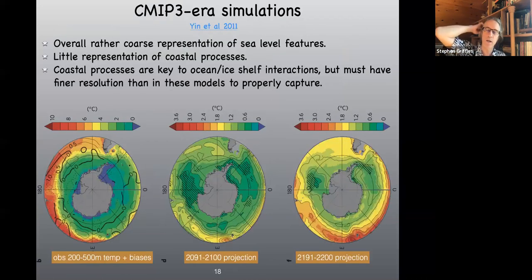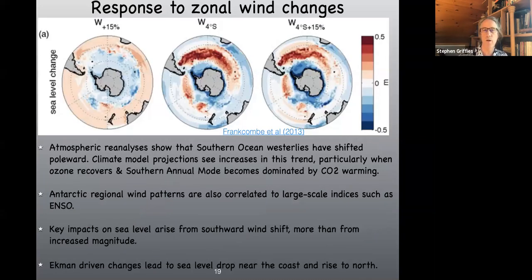So let's start by looking at the CMIP3 era models. What you see is the ensemble mean of changes in this region, and you see large scale patterns, with little representation of the coastal processes in these models. Actually, this is changes in temperature. The coastal processes that are key to the under ice shelf interactions are completely missing in these models. Nonetheless, they're provocative, and there are a lot of changes in the winds, as we see in this figure from Francombe et al.